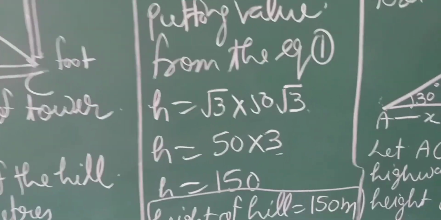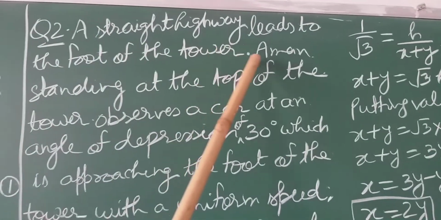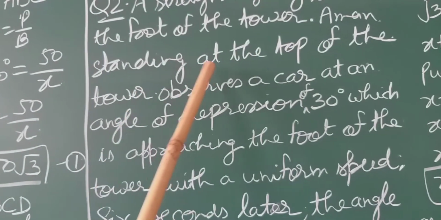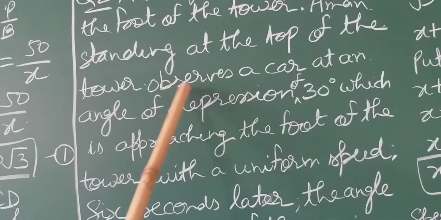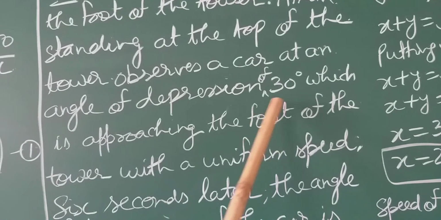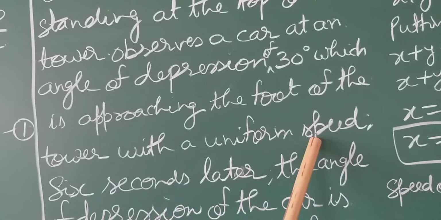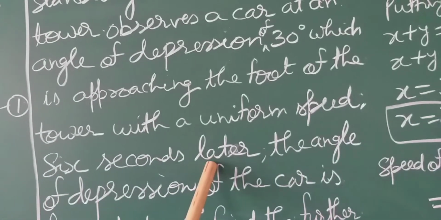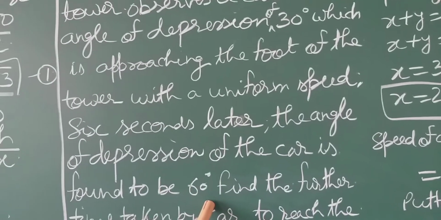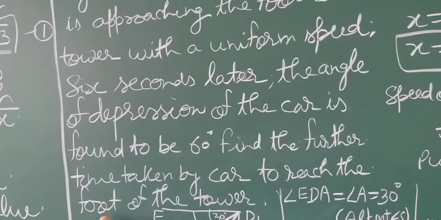Okay, students, let us solve one more question. A straight highway leads to the foot of the tower. A man standing at the top of the tower observes a car at an angle of depression of 30 degrees, which is approaching the foot of the tower with a uniform speed. 6 seconds later, the angle of depression of the car is found to be 60 degrees. Find the further time taken by the car to reach the foot of the tower.